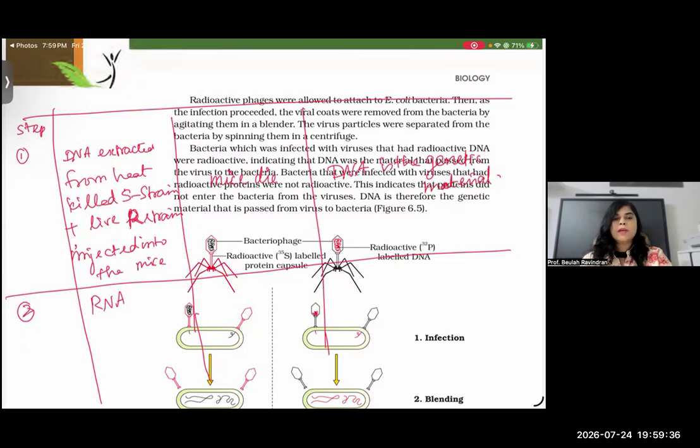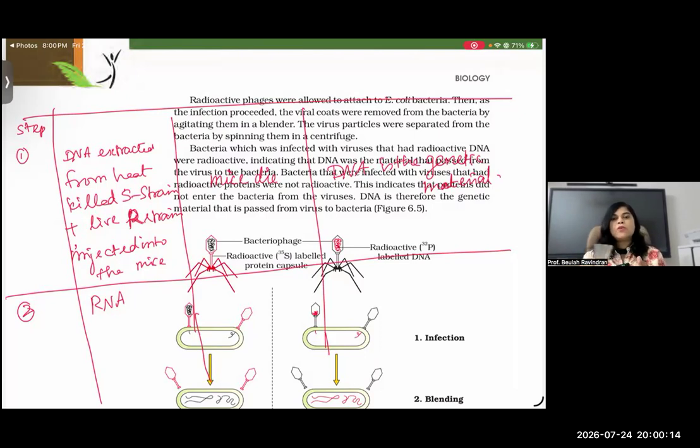It is proved. So what is step 5? You can write now step 5. In step 5, heat-killed S strain plus R strain plus RNases is injected into the mice. Then mice die. So it is confirmed RNA is not the genetic material. Then step 6 is heat-killed S strain plus R strain plus proteases injected into the mice. So mice die. Protein is not the genetic material. So plus and minus, we can say all these things. Confirmed, DNA is the genetic material.